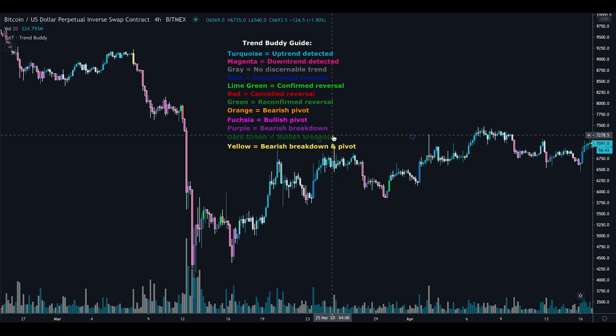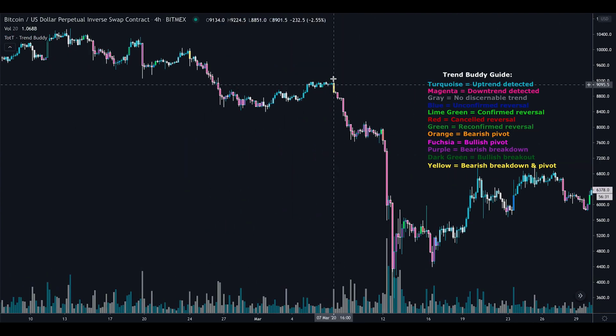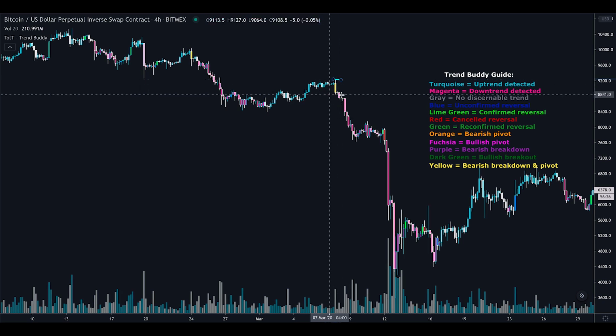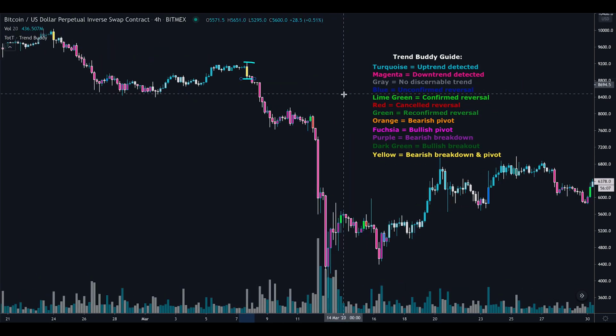Now, the last interesting candle I want to talk about is the bearish breakdown and pivot, which is yellow. So just like our orange bearish pivot and our purple bearish breakdown, this is a combination of the two. So for example, right here, we see our yellow bearish breakdown and pivot. We can use the high of the candle as resistance and the low of the candle as support. Maybe this is our resistance level, right? Maybe this is support turned resistance, and now we're looking for that trigger. Well, we have this nice down candle, a yellow bearish breakdown and pivot, and now we're waiting for price to close below support in order to initiate a short position.